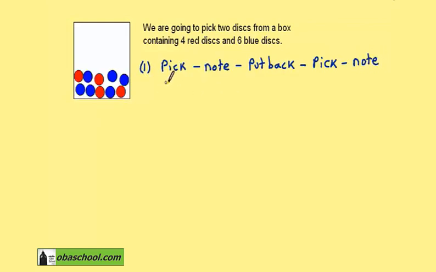If we do this, then when we pick the first disc, the probability we pick a red first go is 4/10. Remember, 4 red discs out of 10 discs in the box. The probability of getting a blue disc on the first pick will be 6/10.